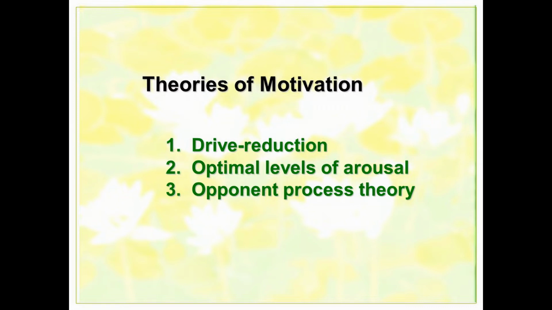Some theorists over the years, however, have attempted to come up with all-encompassing theories of motivation, but this has not been hugely successful. We're going to talk about three of these: drive reduction, optimal levels of arousal theory, and very briefly, opponent process theory, and discuss the problems with each. But again, while there are some important concepts to discuss in the context of motivation, it is lessening in popularity as a college course.